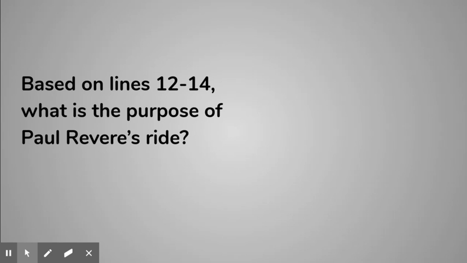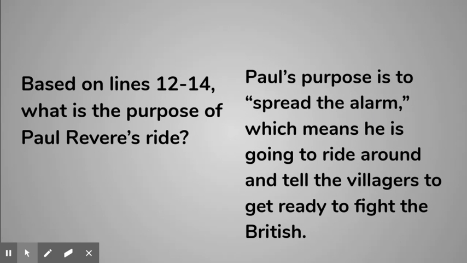Ready to ride and spread the alarm through every Middlesex village and farm, for the country folk to be up and to arm. So what is it that he's trying to do? Why is he even doing this ride? Did he just feel like going down to the local pub? Was he just taking his horse out on a spin? Or was he spreading the alarm to tell the villagers to get their weapons ready because the British are coming? The British are coming.